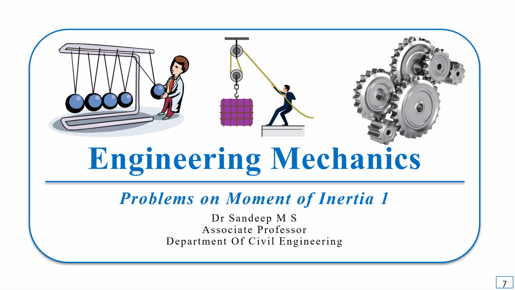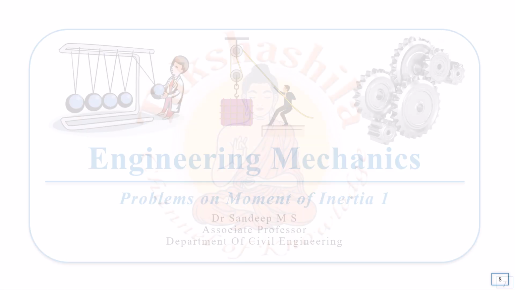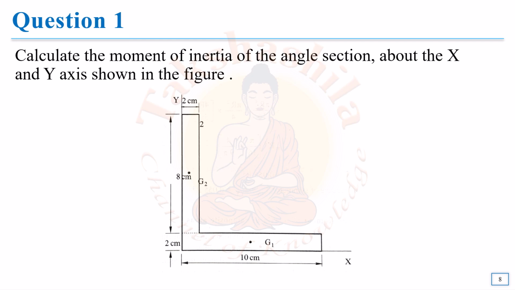Welcome to today's lecture. Today we will be working out a problem from the topic moment of inertia, and it is coming under the subject engineering mechanics. Problems on moment of inertia can be asked in two ways. One, they will give a figure and also provide an axis. So in this figure you can see we have an x-axis and y-axis, and they will directly ask to calculate the moment of inertia of the composite section about x-axis or y-axis or both.